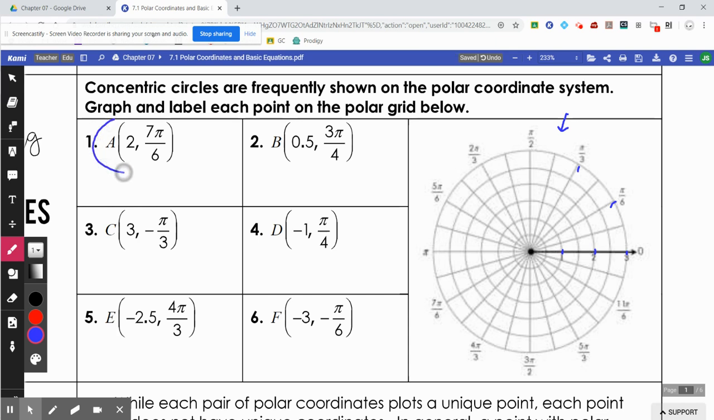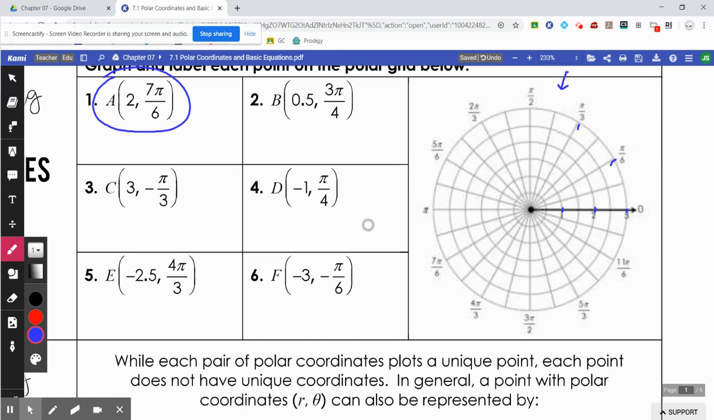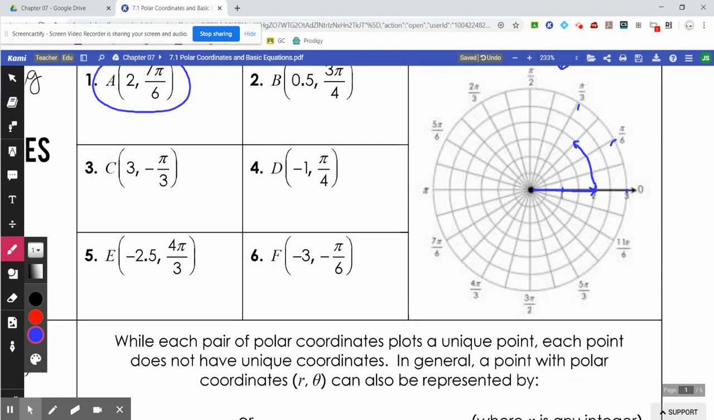So to plot the point A, which has a radius of 2 and an angle of 7 pi over 6, you simply go out 2 to here, and then you're going to rotate on this concentric circle. You're going to rotate around 7 pi over 6 until you get to here. So we're going to go to 7 pi over 6 on our angle and 2 on our radius, and that would be point A.